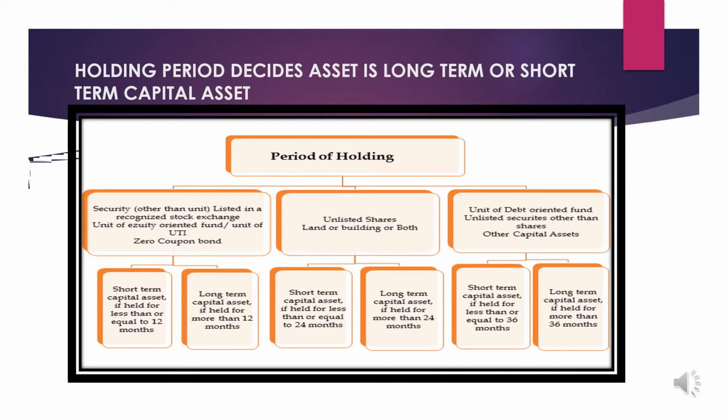And there might be many other assets apart from the units or securities or shares, listed, unlisted. So what to do about them? So for example, let us say we are talking about jewelry. In that case, it falls in the other assets category, and there the time period will be on the basis of 36 months. So less than or equal to 36 months will make it a short-term capital asset, and holding for more than 36 months would make it a long-term capital asset.